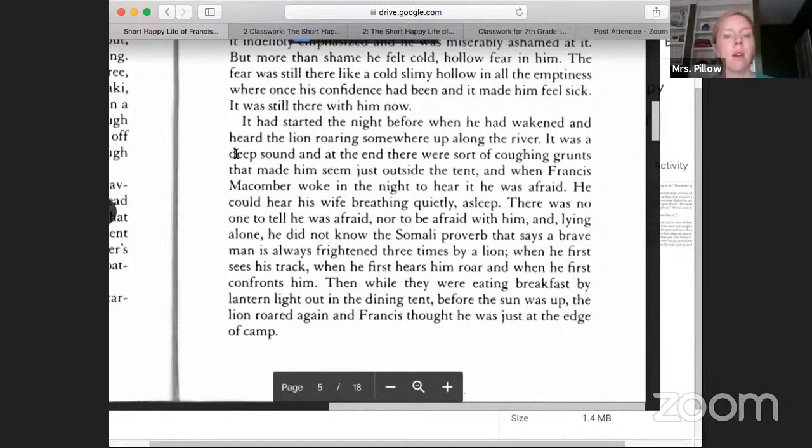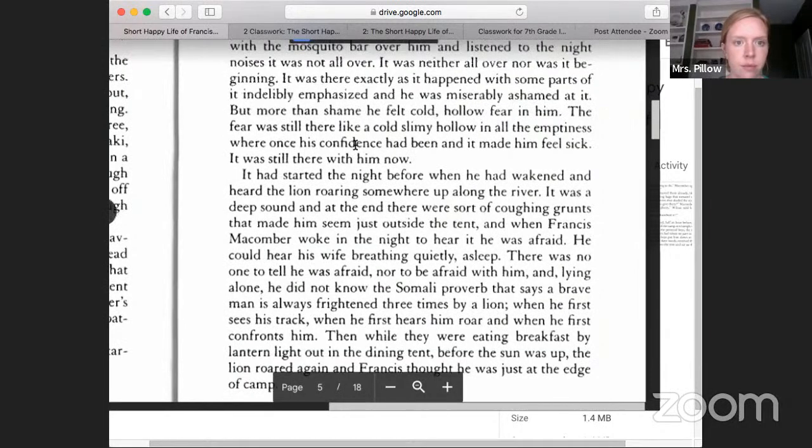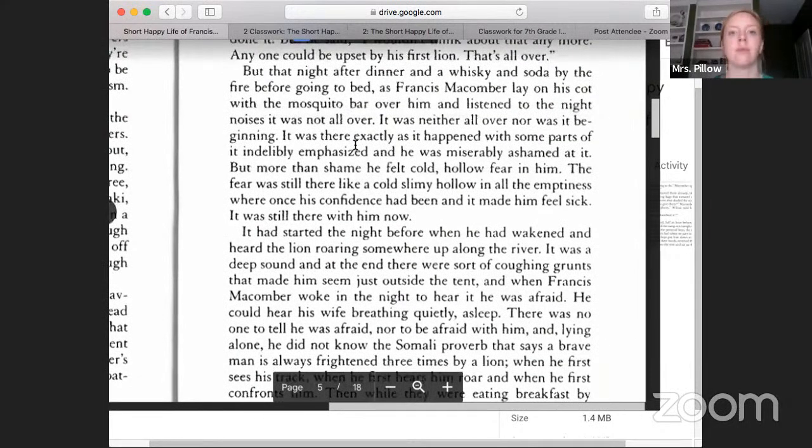Okay. Whose perspective have we now entered on this page? Francis Macomber's. Yeah. And what are we learning about Francis here? What's the main idea? What's Francis thinking about? He's very afraid of the lion because he can hear it.